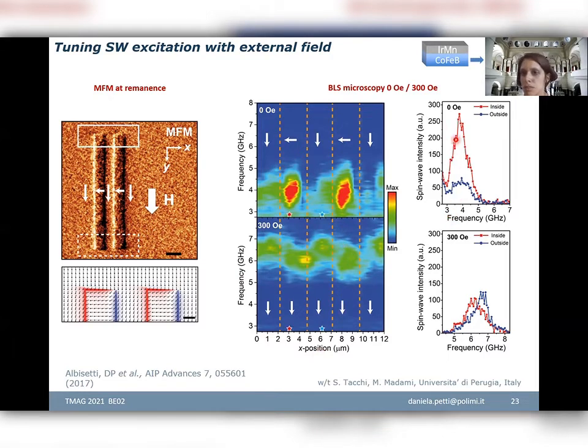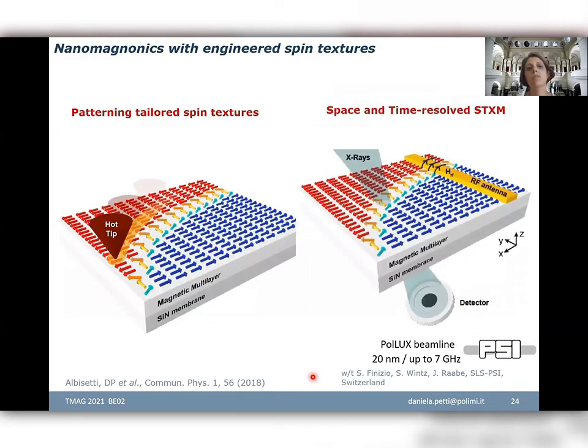These are the corresponding spectra, in which we see that there is no excitation, as I mentioned before, here in red, and no excitation at all. So we can also, in real time, control and tune, switch on and switch off this confined and controlled excitation of spin waves. Then we move to the nanoscale. So we pattern spin textures, basically domain walls, in order to create a nanomagnonics device.